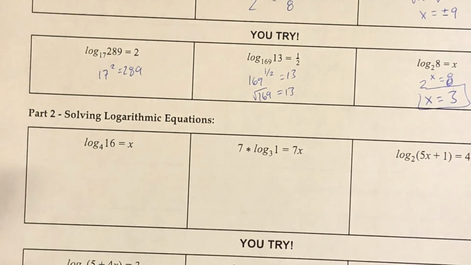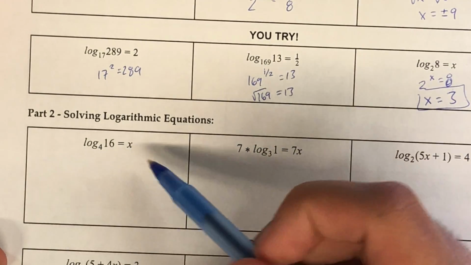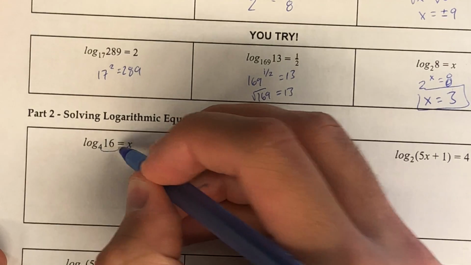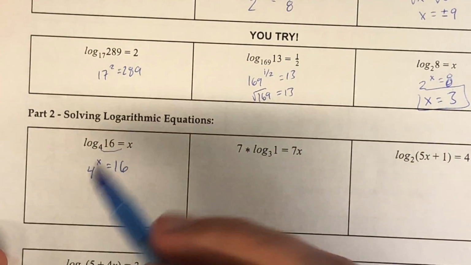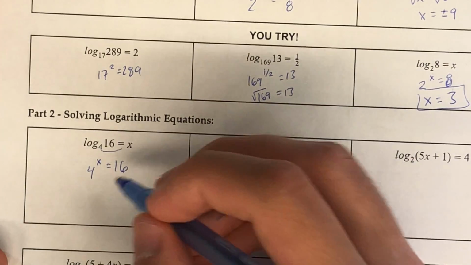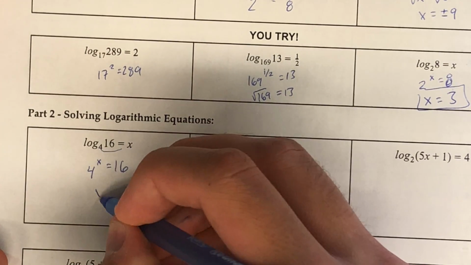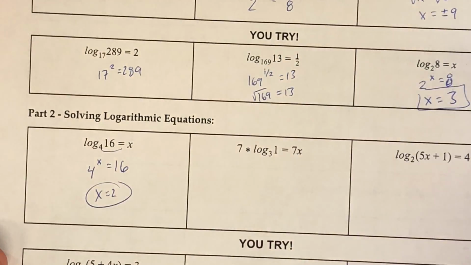When we do this, notice we have that already, so we can convert this into 4 to the power of x equals 16. And we just think, 4 to what power gives me 16? 4 squared. So that means x equals 2.